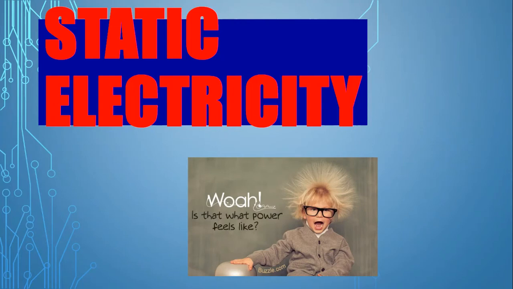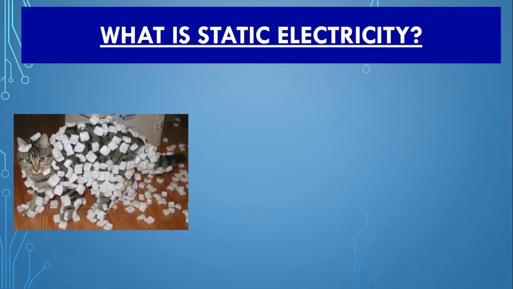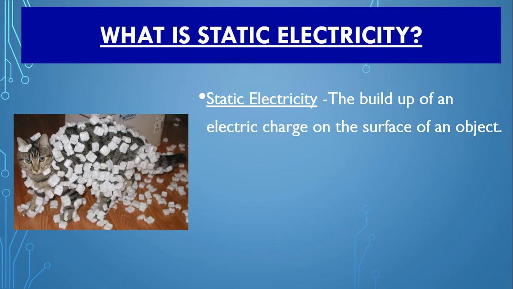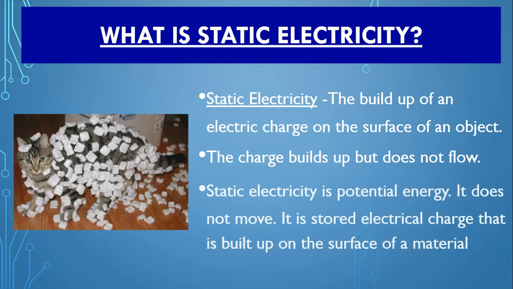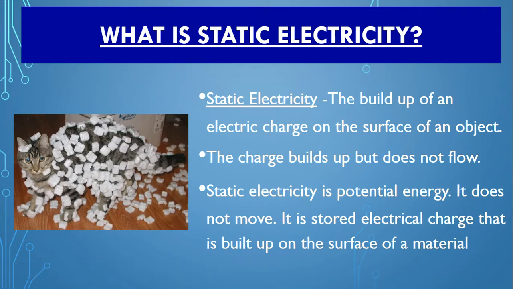Today we're going to be talking about static electricity. Let's get started. So what is static electricity? Static electricity is the buildup of an electrical charge on the surface of an object. This charge builds up, but it does not flow. Static electricity is electrical potential energy. It doesn't move. It is stored electrical energy that is built up on the surface of material. In this case, we have a cat on the left with a static electric charge on it, which is causing those packing peanuts to stick to the cat's fur.